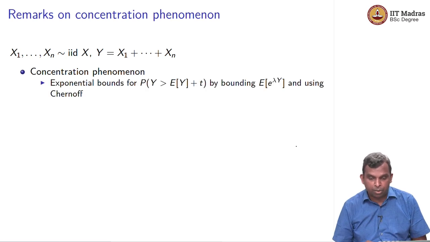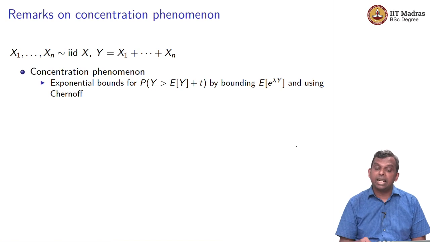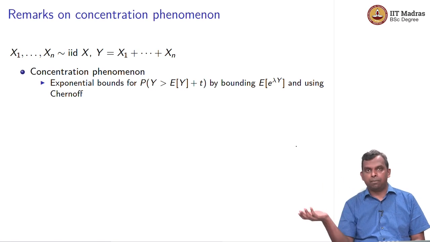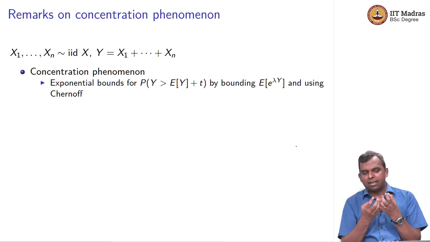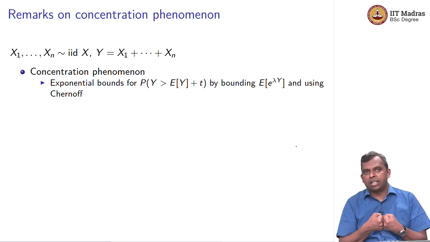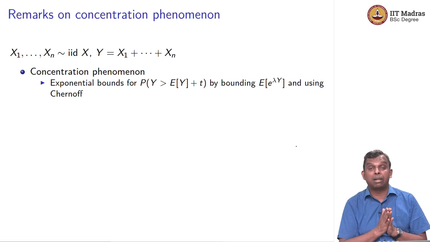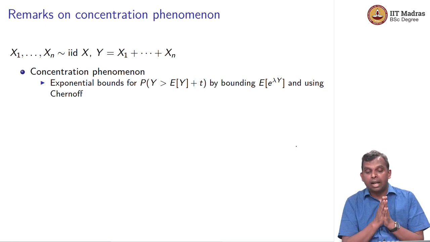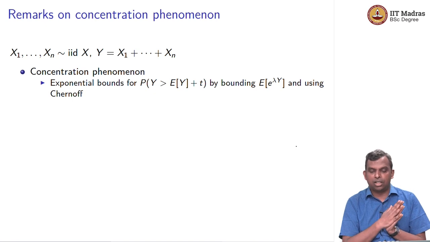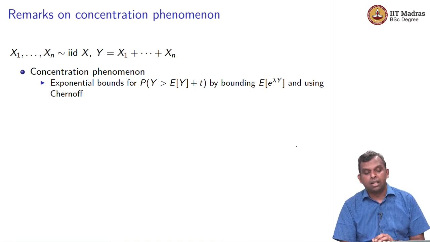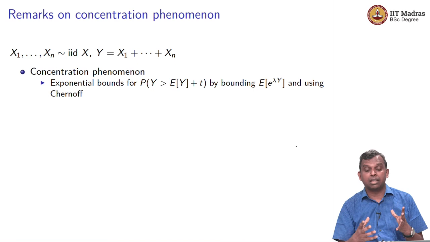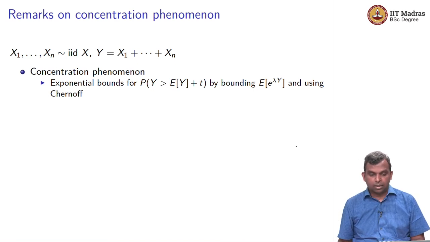The concentration phenomenon generally proceeds as follows. You try and get exponential bounds for the probability that y deviates from its expected value beyond t. In some sense I'm expecting my y to be concentrated around its expected value. I'm not expecting y to take values too much off the expected value of y when y is summed up like this with IID samples. So I can get sharp bounds, and one of the very powerful methods in concentration phenomenon is to look at e power lambda y and use the Chernoff method for bounding. It's always a starting point, and people use very clever bounding methods to get better and better results. So this is very important to know.